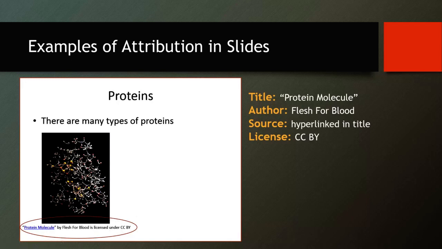This example of an attribution, we have our 4 components listed and provided here. We've got the title of the picture, which is also a hyperlink to the source. We have the author, in this case the Flesh for Blood is the author's username for Flickr, and we have the license information, which is CC BY.